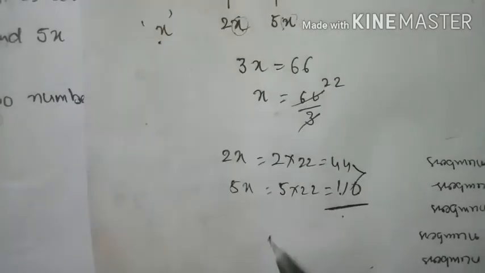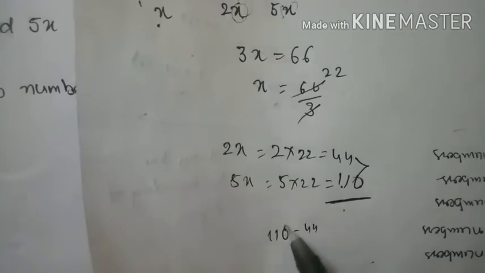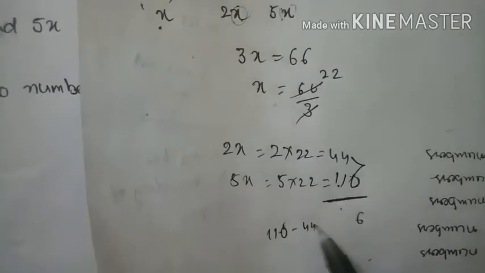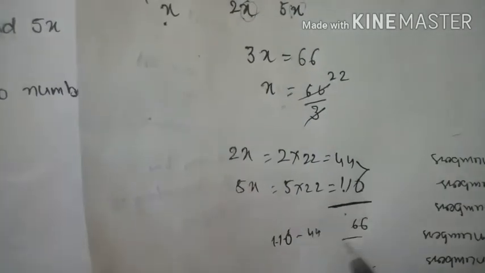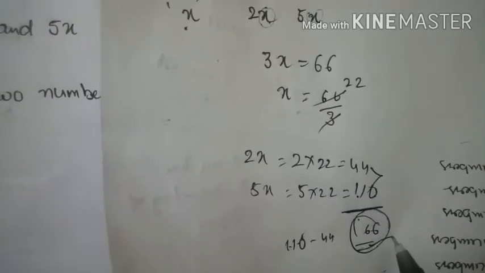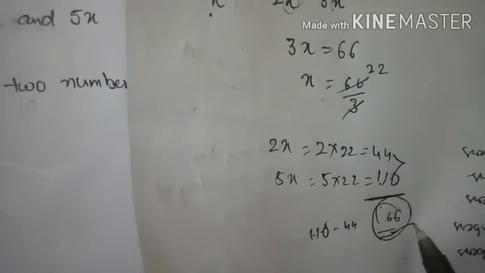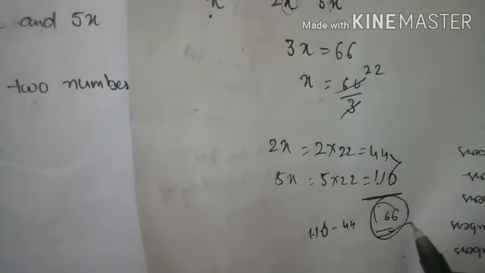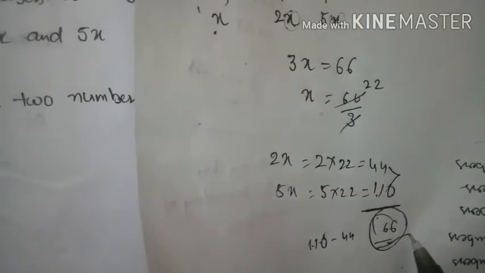110 minus 44. 10 minus 4 is 6. In this way we have to find the answer.